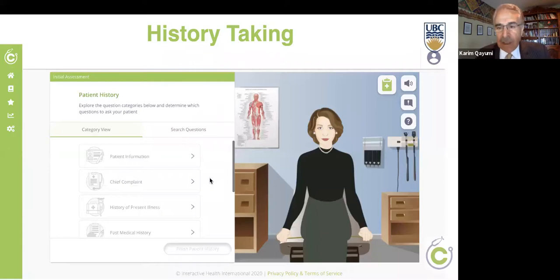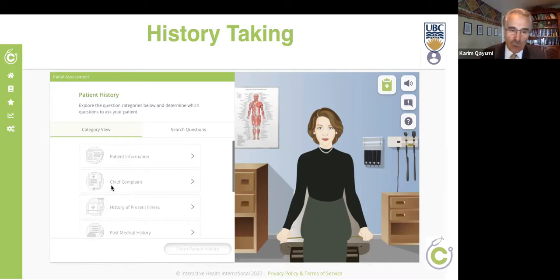So the first picture you see is this, and you have a patient history. So the patient is there. You can talk to the patient in two ways. One is to ask questions by category, as shown here. The categories could include patient information, chief complaint, history of present illness, past medical history, social history, and others that are not in this picture. When you click on these, the color would change and you have a list of questions related to this section. And you can ask all those questions and you would make your judgment.